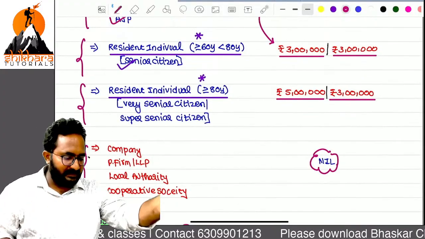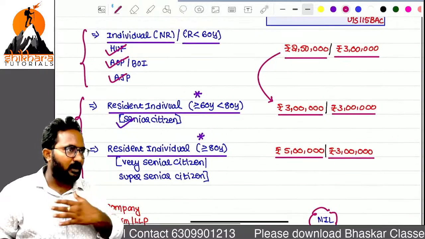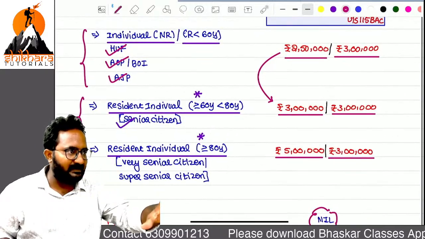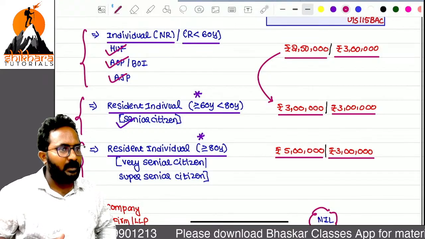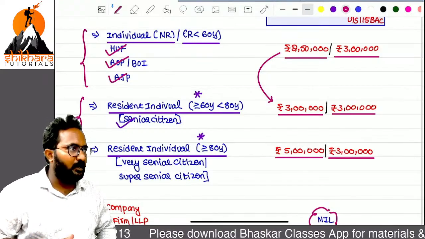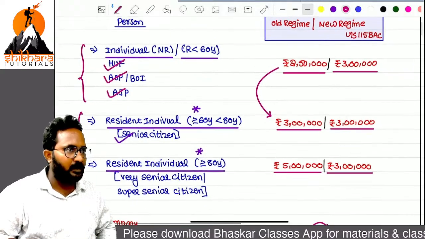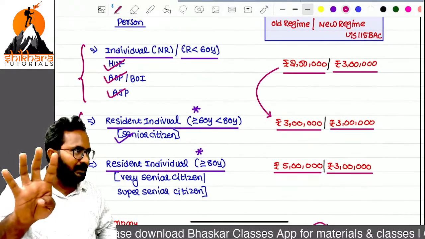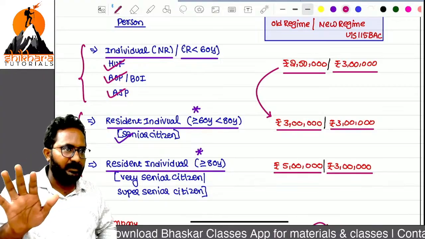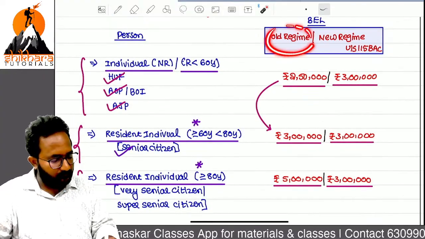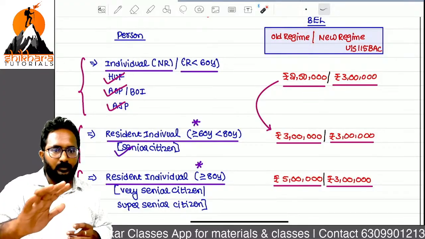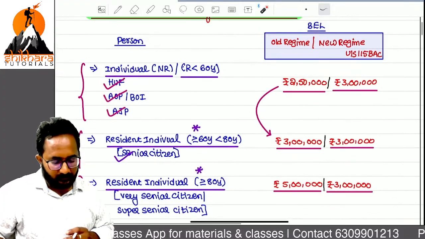Now I am asking one simple question. Section 115BAC is a new regime for whom? Individual, HUF, AOP, BOI, AJP. While you are applying 115BAC, residential status is not a criterion, age is also not a criterion. But in which regime is that a criterion? Old regime. As of now, are you clear, online students?